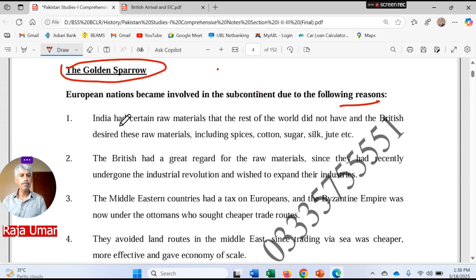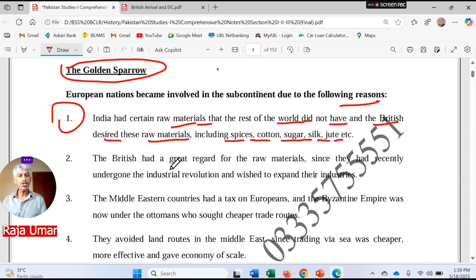trade and businesses. India had certain raw materials that the rest of the world did not have, and the British desired these raw materials, including spices, cotton, sugar, silk, and jute, etc. So that was the first reason why the Europeans started eyeing the subcontinent: the availability of raw material for their industry.